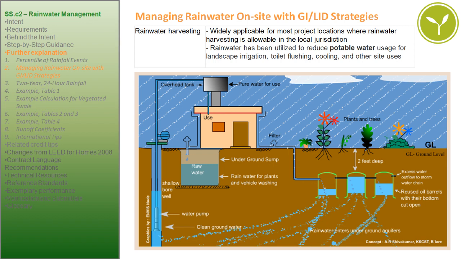Rainwater harvesting. Widely applicable for most project locations where rainwater harvesting is allowable in the local jurisdiction. Rainwater has been utilized to reduce potable water usage for landscape irrigation, toilet flushing, cooling, and other site uses. And that's it for the sample of managing rainwater on-site with GI or LID strategies.